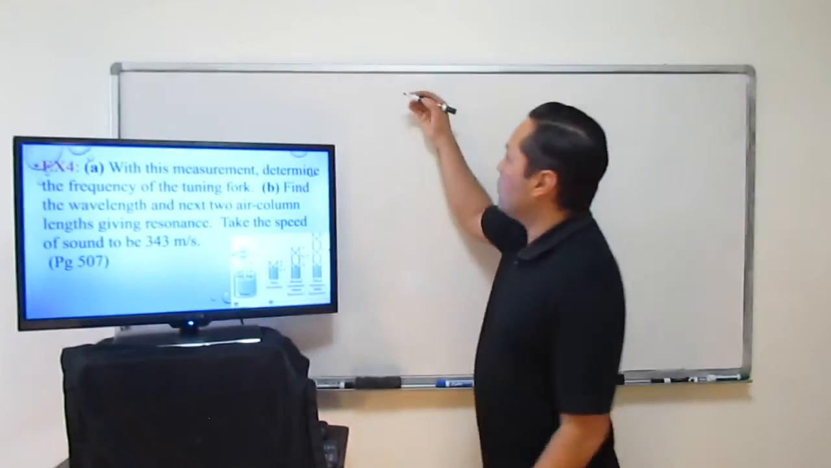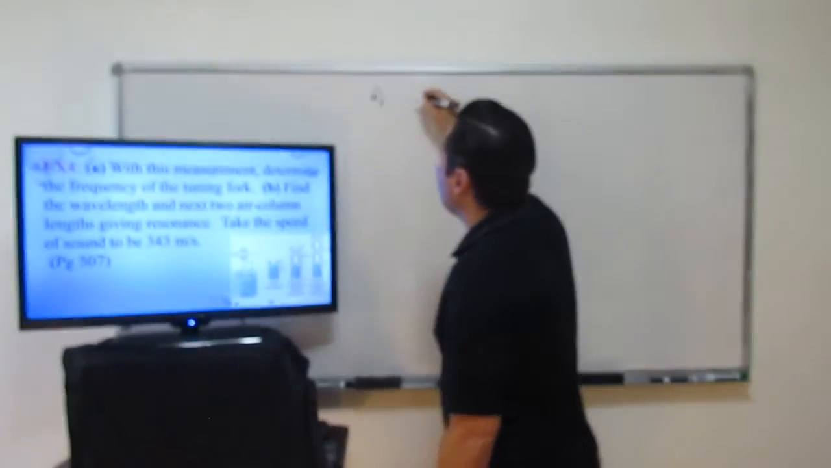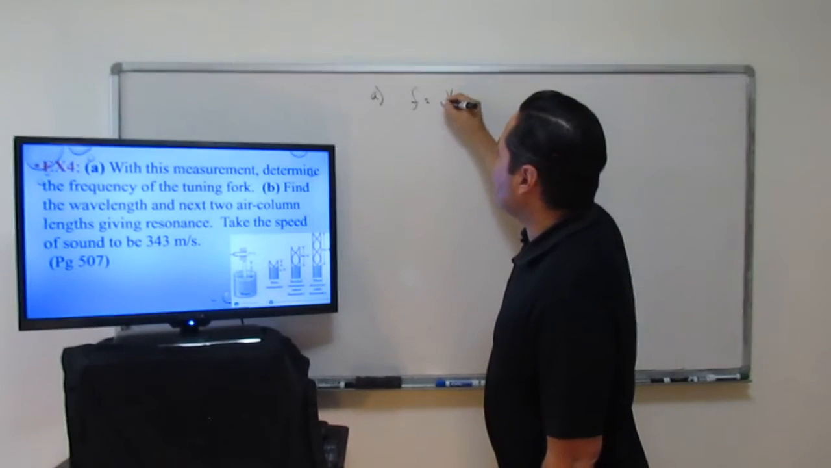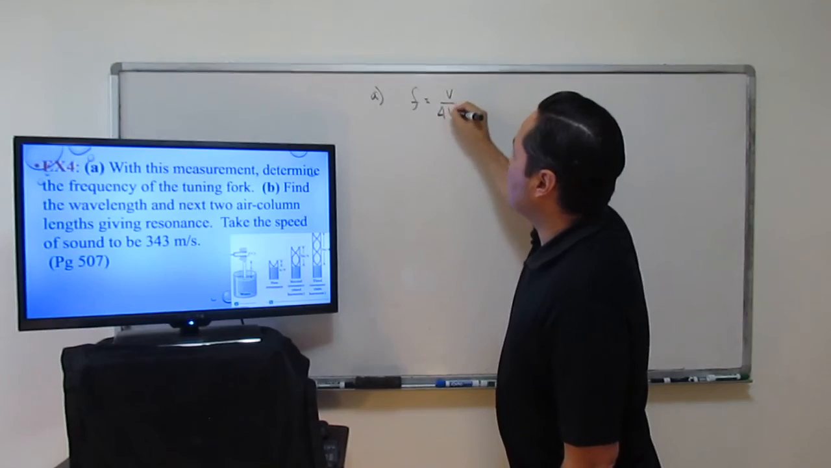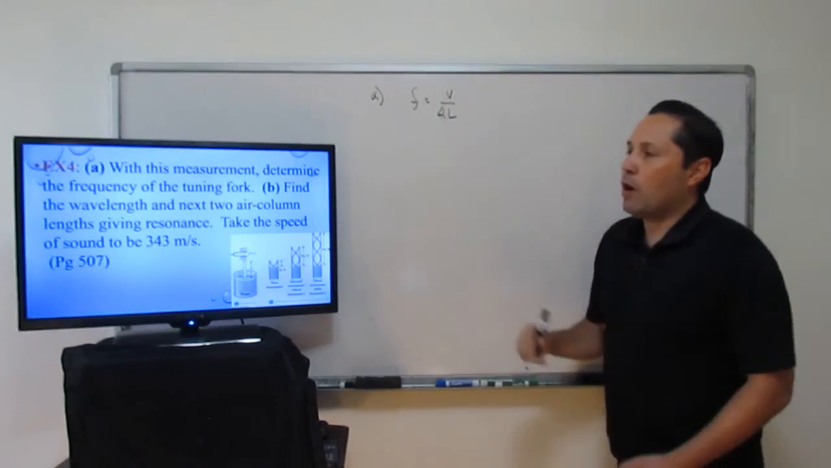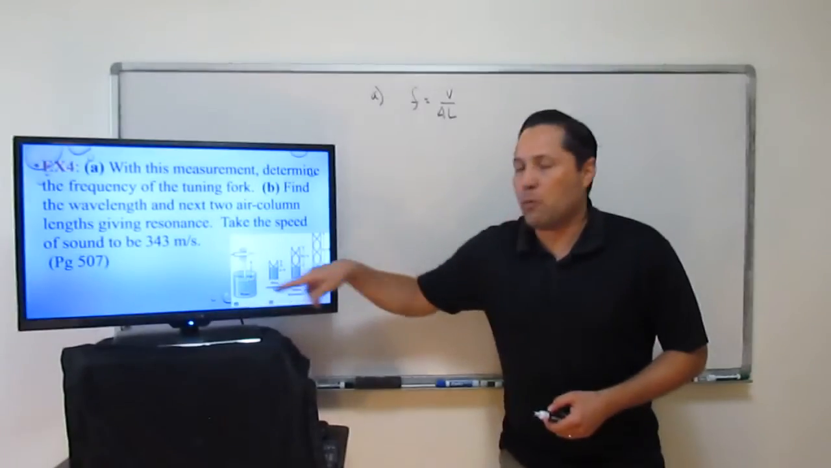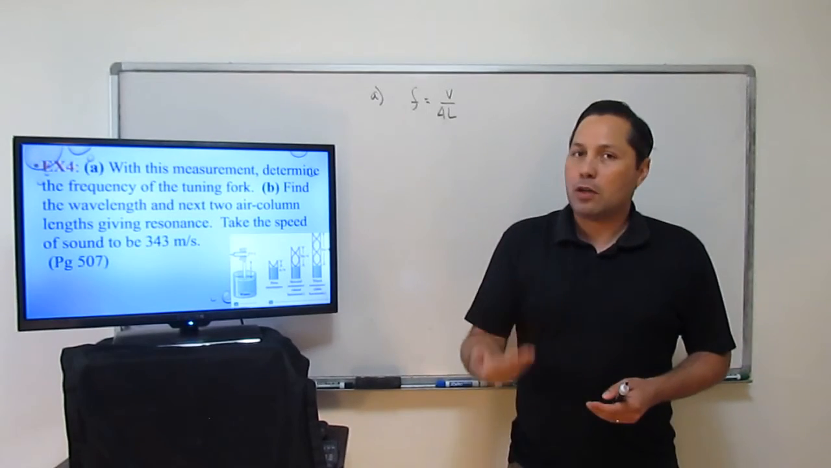Find the frequency of the tuning fork. So that's part A. Now the first fundamental frequency is going to be the velocity over 4 times the length. All right, now why 4? Well, notice that you have water at one end, so one of the ends is closed.